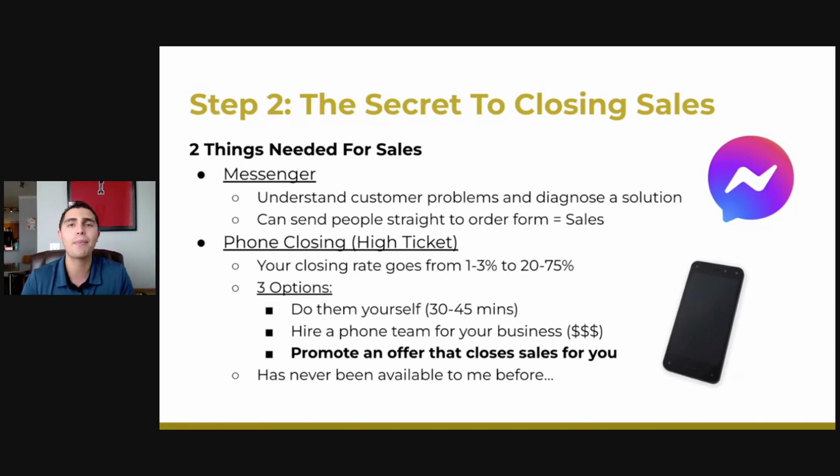So you have three options if you want to close high ticket sales. You can do them yourself, which, like I said, I did 50 and I could never get a sale. You can hire a phone team, right? This is something a lot of the high ticket affiliates, the super affiliates, do: they actually hire a phone closer to close their sales for them so they can grow their business. Or you could promote an offer that does the sales for you.